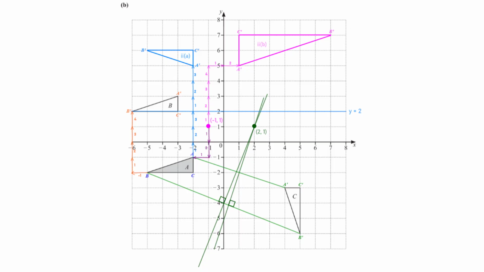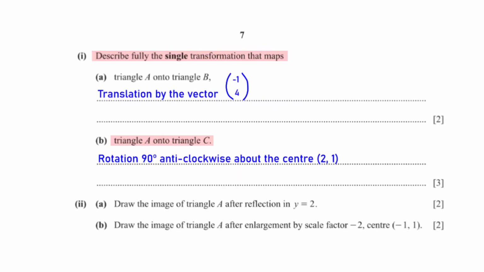So now we need to identify the center of rotation. For a 90-degree rotation, the way to determine the center of rotation is this. We draw lines to connect at least two corresponding points on both triangles. Then we draw the perpendicular bisectors of these lines. The intersection point of the bisectors is the center of rotation, which in this case is (2, 1). And so the full description for the transformation is rotation 90 degrees anti-clockwise about the center (2, 1).